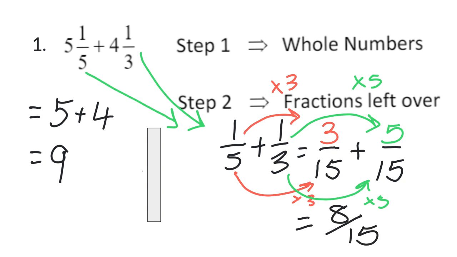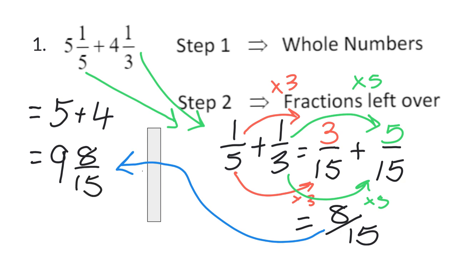Now that 8 over 15 can come straight back up here and we place it next to the 9. So 9 and 8/15. Okay, that's the first question done, and there's a lot of writing in there. We'll try not to do as much with the arrows next time. We won't have the steps in there, so it might be a little bit clearer. So we'll move on to question 2.